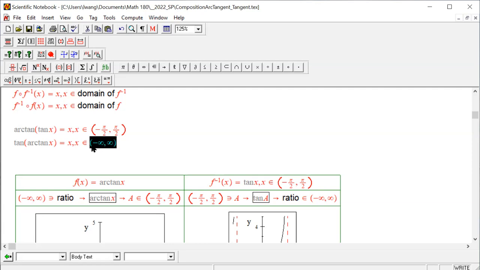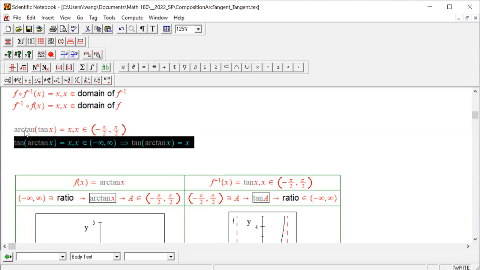Now, this condition actually is not really a condition, because this basically tells you that for any real number, this is going to be true. So if we remove this condition, it's still true, because it's any real number.